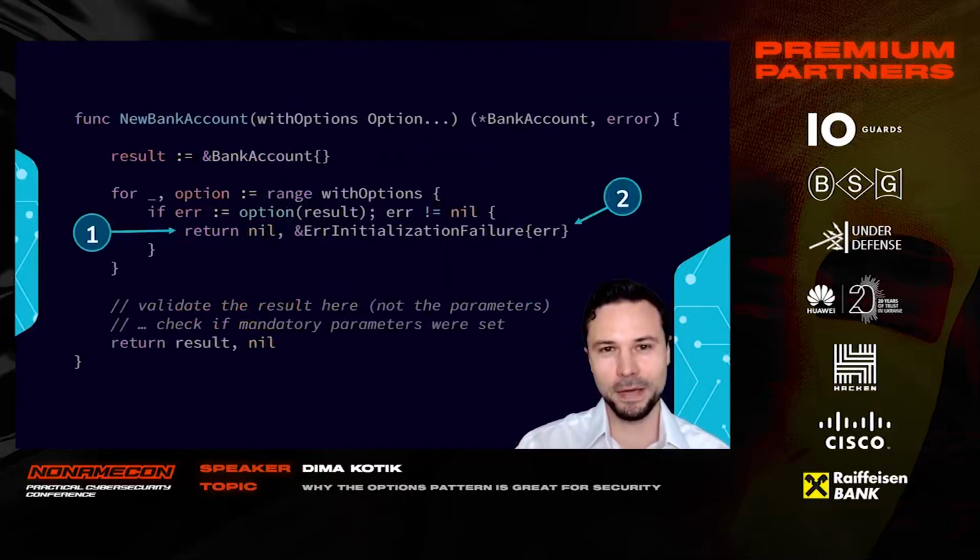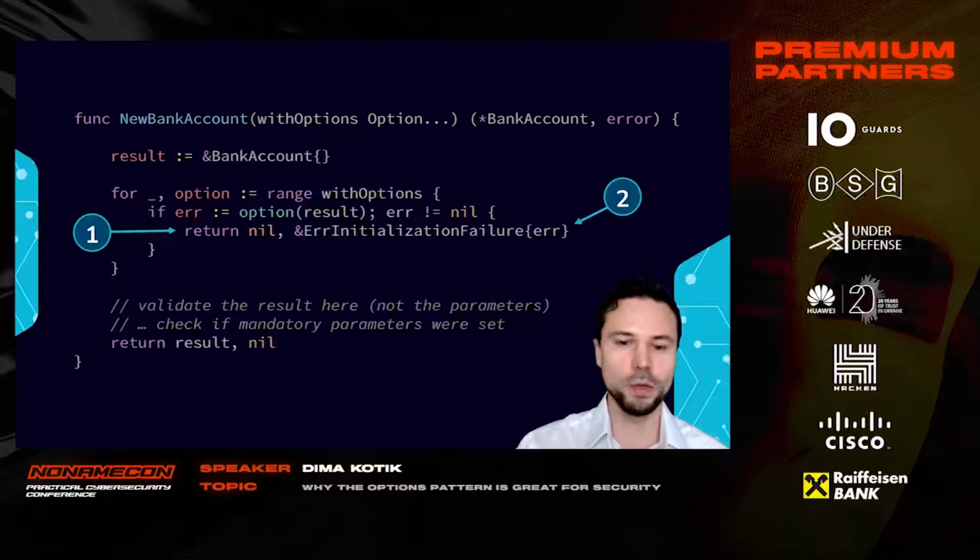To apply those options, all we do is we have a constructor. Let's call our constructor a new bank account, which will take a list of options and return a pointer to a bank account and an error if there was one discovered. We will initialize a blank bank account, and then we will iterate through every option provided to the constructor, apply that option to our resulting object, and check if there was an error. If there was one, we want to halt the execution immediately, return nothing for our pointer, and also return a wrapped error, which we will mark as initialization failure so that it can be gracefully handled upstream.